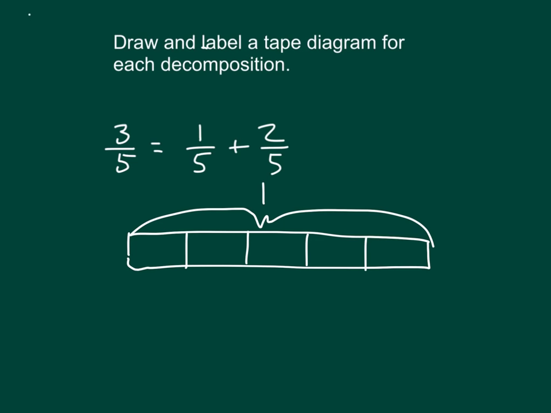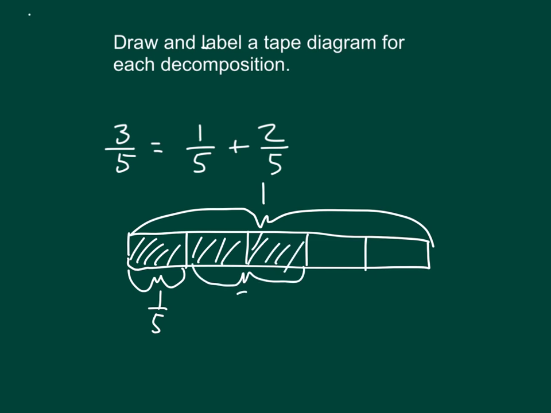Next, we have 3/5, which was broken down into 1/5 plus 2/5. So we show the 1/5, and we also show the 2/5. Shade those in. So we've shown how it is that 3/5 is broken down into the sum of those parts, 1/5 plus 2/5.